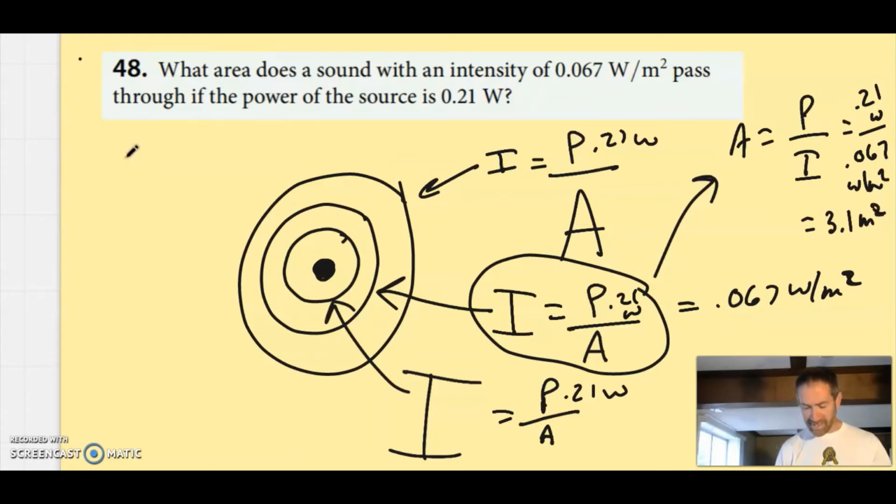So you've got to let that thing get big enough so that all that energy is spread out over 3.1 square meters. If you do, you'll have the intensity that they gave you. See, anybody can put the numbers into the equation, but now you know why.